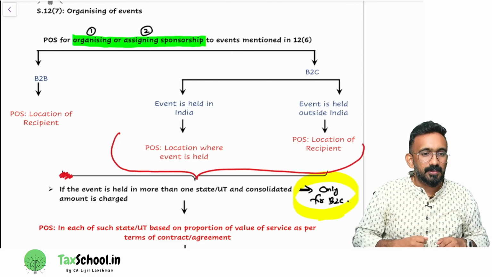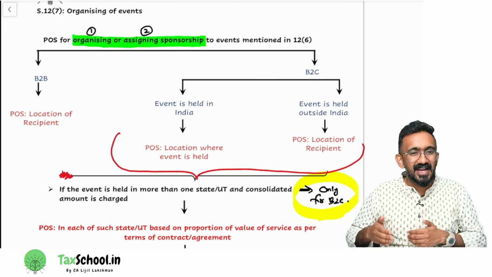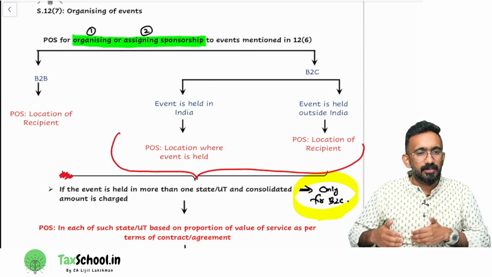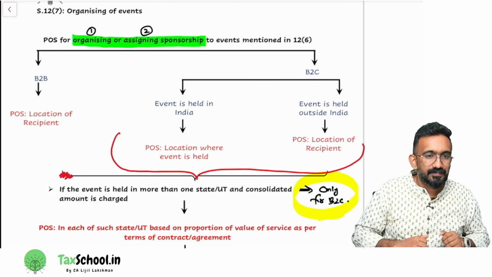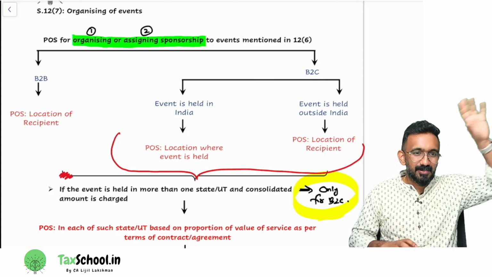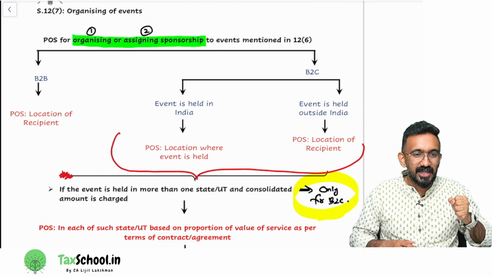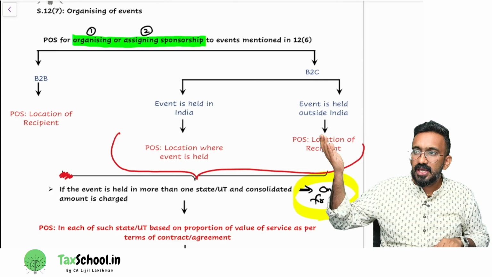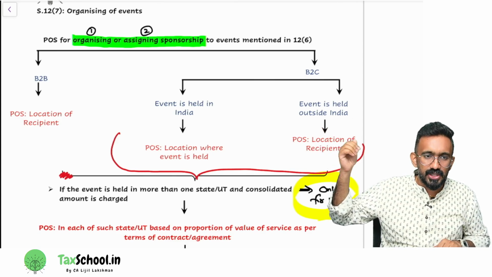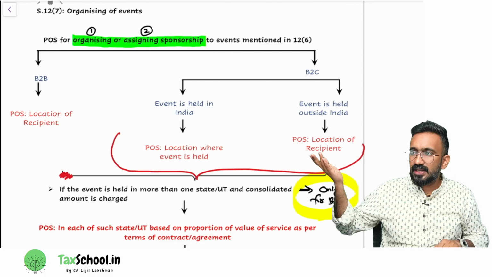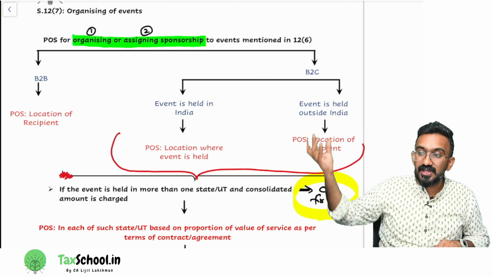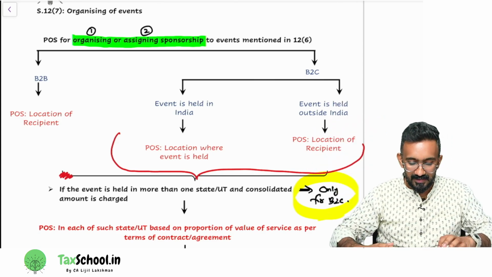What will be the place of supply? Then we have to ask the question, is the event held in India? Yes, it is done in Gujarat, Jamnagar. What will be the place of supply? Jamnagar. What if the event is outside India? Then I don't want the place of supply to go outside India, so I will bring it back to India, the location of the recipient, Ambani's location, which is Mumbai. That will be the place of supply. So if the event is in India, the location where the event is held. If the event is outside India, the location of the recipient. When will I apply this? Only when it is B2C. If it is B2B, it will be the location of the recipient itself.